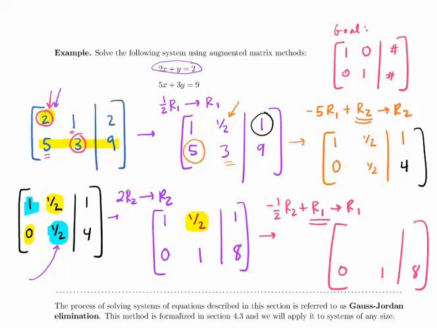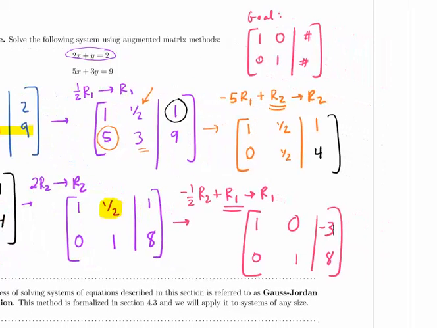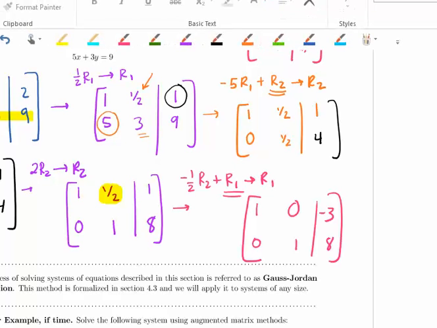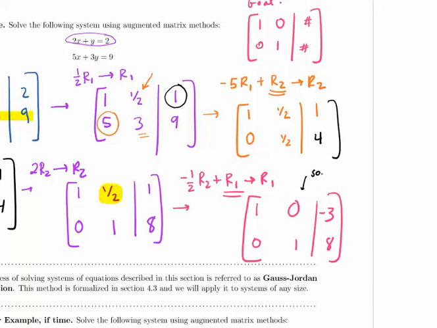-1/2 times row 2. 0 times -1/2 is 0. 0 plus the 1 stays 1. 1 times -1/2 is -1/2. -1/2 plus 1/2 is 0. 8 times -1/2 is -4. -4 plus 1 is -3. My matrix is in the form I wanted, so now I have my solutions. X is equal to -3 and Y is equal to 8, and that's my answer.